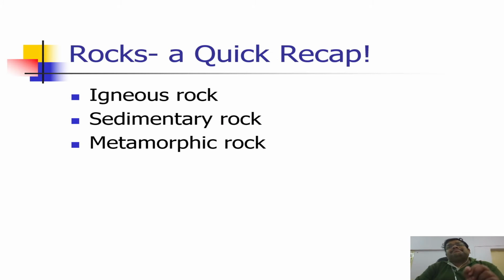If you want to have a quick recap of the rocks, there are three basic types of rock: igneous rock, sedimentary rock, and metamorphic rock. Remember, igneous rocks are rocks which formed due to the solidification of magma, and sedimentary rocks are those rocks which formed due to the solidification of different sediments, and metamorphic rocks are the rocks which form due to the transformation of igneous and sedimentary rocks. So these rocks basically weather away to form the soil.